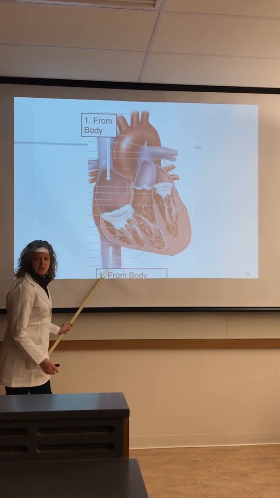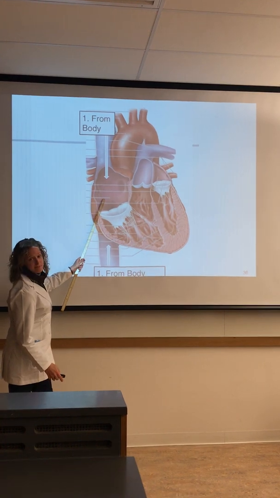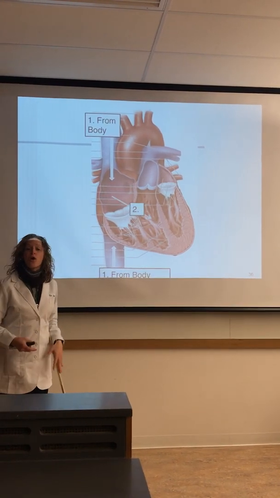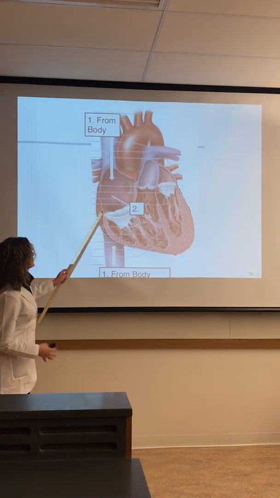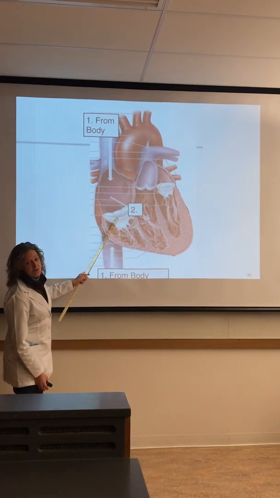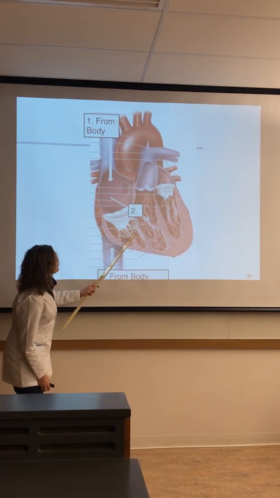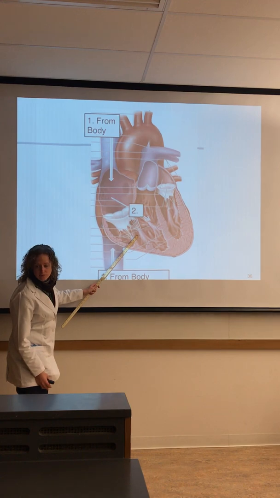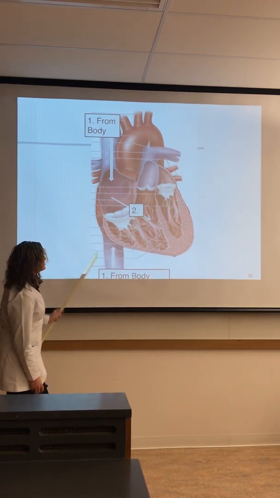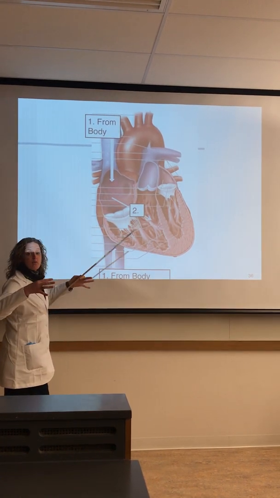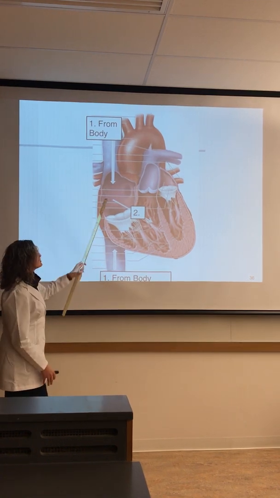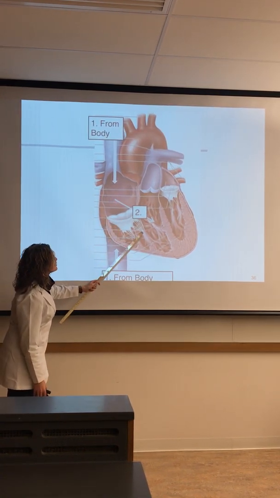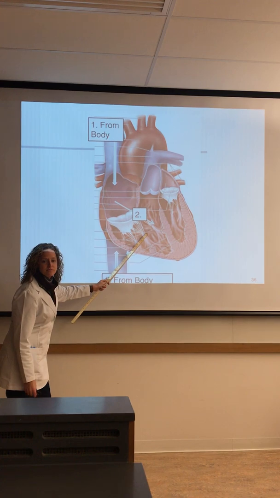Once the blood returns to the heart into the right atrium, then the right atrial walls contract, and it's going to push the blood through an open tricuspid valve into the right ventricle. When the right atrial walls contract, it's going to squeeze the blood through the tricuspid valve into the right ventricle.